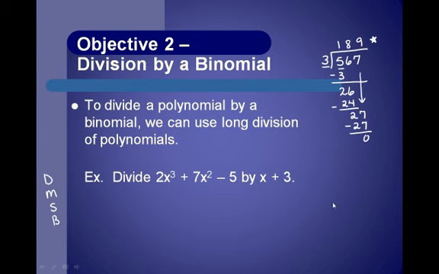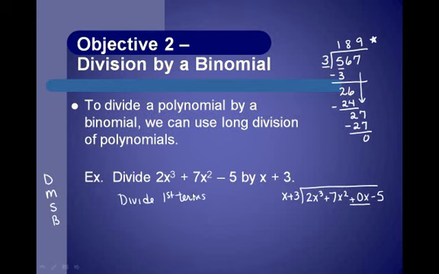Okay, so when we start to divide here, we're going to set this up x plus 3 dividing into 2x to the third plus 7x to the second. Notice there's no x term, so we're going to add in a plus 0x placeholder minus 5. So now we're going to start out, we're going to divide first terms. So our first terms would be 2x to the third divided by x, which would give us 2x squared. So the 2x squared is going to go at the top.